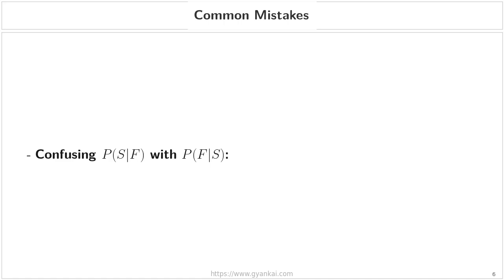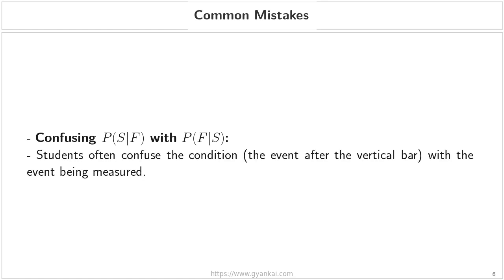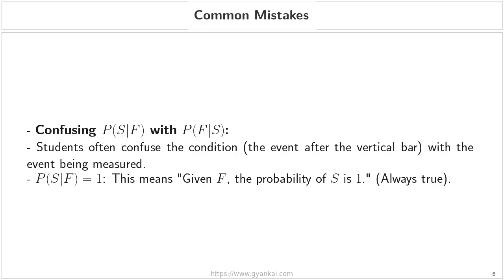It is the mistake of confusing P of S given F with P of F given S. It is easy to get lost in the notation, but remember, students often confuse the event we are measuring with the condition itself. That is, the event placed after the vertical bar. Let's look at the difference clearly.